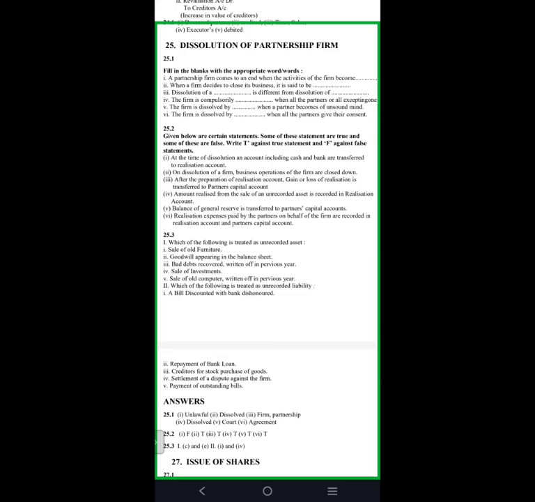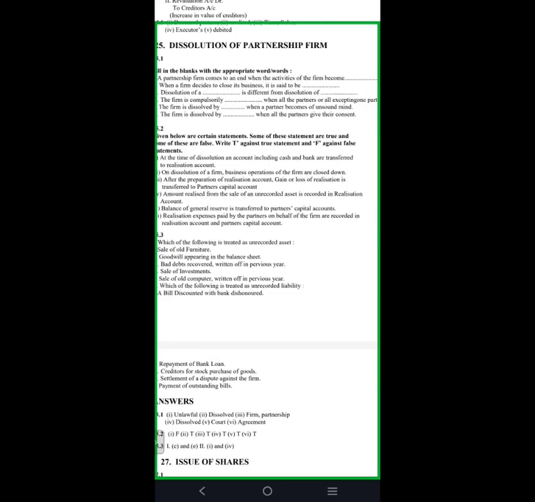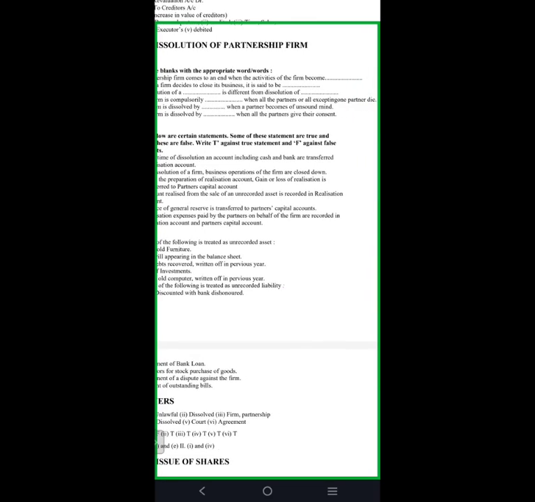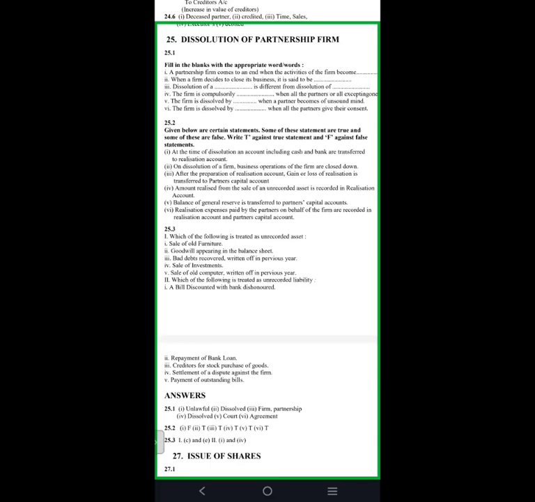The firm is compulsorily dissolved when all the partners or all except one partner die. The firm is dissolved by court when a partner becomes of unsound mind. The firm is dissolved by agreement when all partners give their consent.